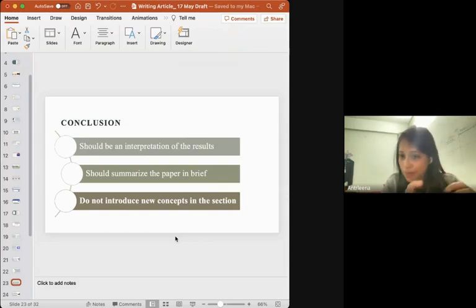And as I told you, it summarizes the research, and do not introduce, this is very important, do not introduce new concepts and new terminologies in this section of the paper. Because a conclusion is basically a recap. If you introduce new concepts, new ideas, it can be problematic for the reader, not only for your reviewer but also, if it's published, for your reader. So it's best to not introduce any new concepts in the concluding section.